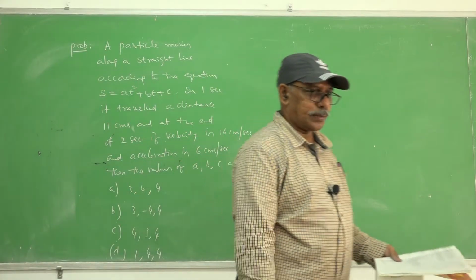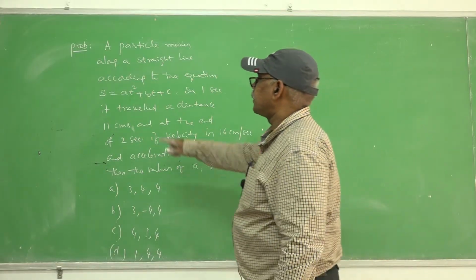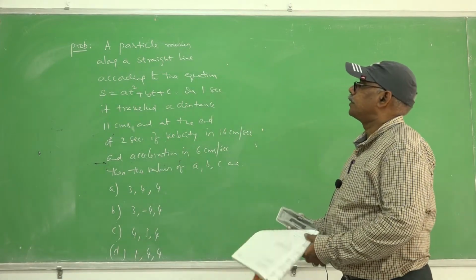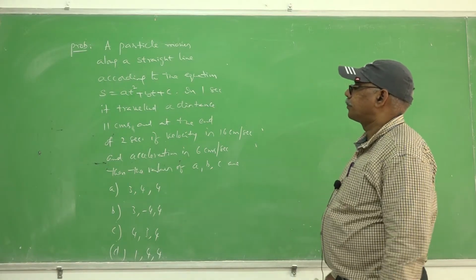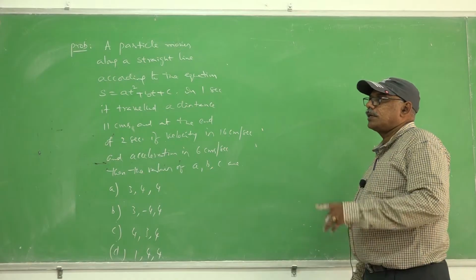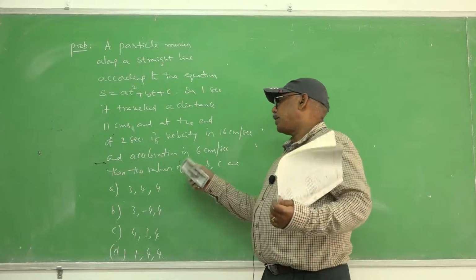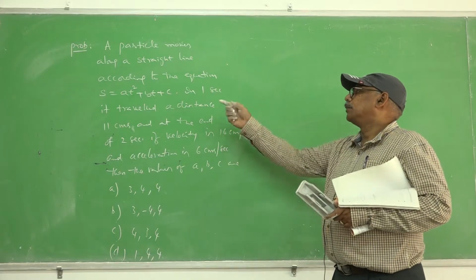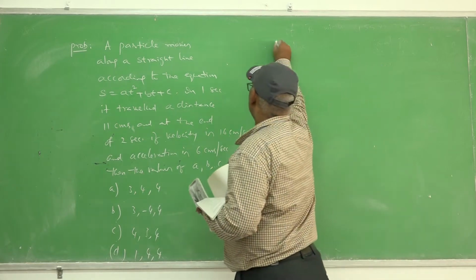A particle is moving on a straight line according to an equation. S stands for distance here, T stands for time. The relation between distance and time is given as S equal to AT square plus BT plus C, a second degree function. In 1 second, it travelled a distance of 11 centimeters. At the end of 2 seconds, the velocity and acceleration are also given here. With the help of these values, you have to find the unknown values involved in the relation, that is A, B, C. That is the question.